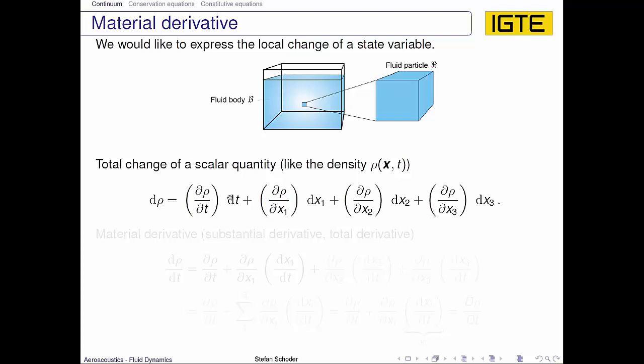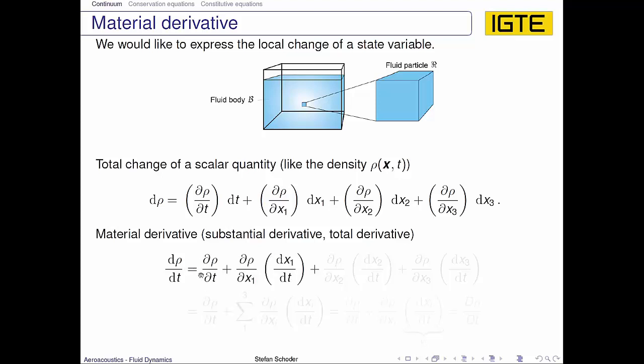And now if we simply divide the right hand side by the dt, we arrive at the material derivative on the left hand side. So we can define the material derivative of the density here, and now on the right hand side, this material derivative consists of a partial change in time plus a partial change in the coordinate direction x1, and we have some substantial change of the coordinate direction with respect to time.